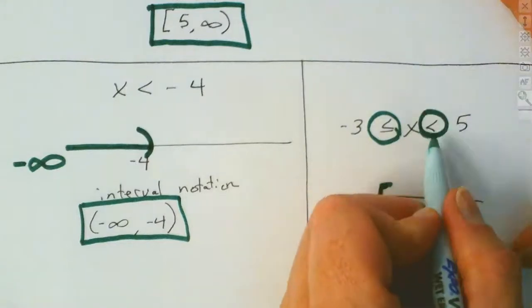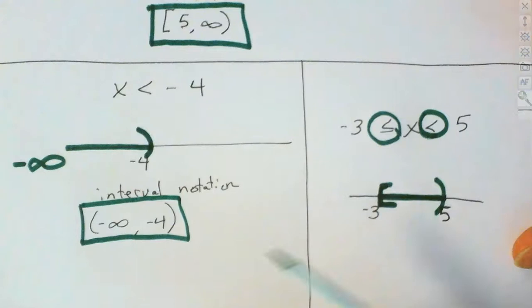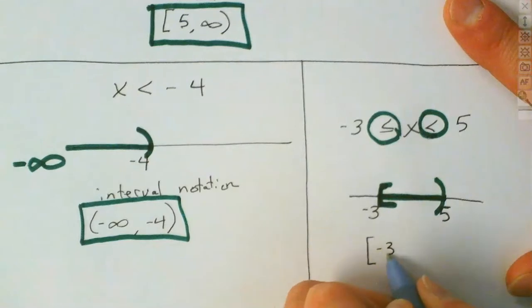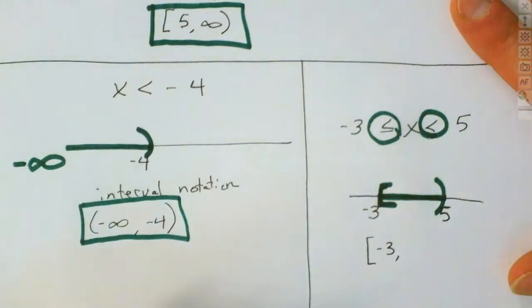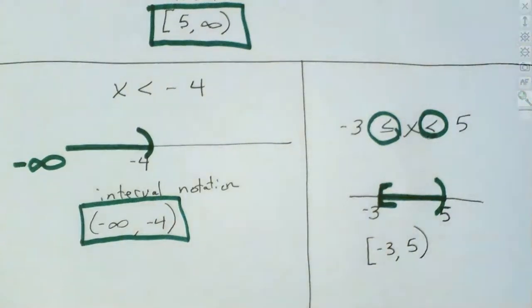And what about at the 5? What does it get? Parentheses. So where's my answer going to be at? In between the two. And so in interval notation, this looks like -3 with square brackets. And where does it go to? 5 with what? Parentheses.